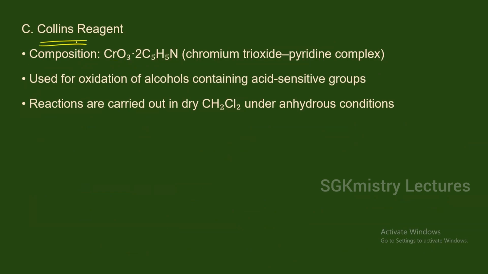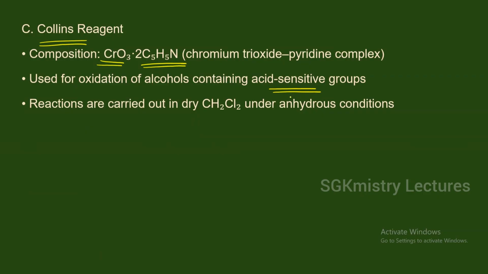So Collins reagent composition is again CrO3 along with pyridine. So it is a complex of CrO3 and pyridine. So we call it chromium trioxide pyridine complex. The other name for this is Collins reagent, and it is used for the oxidation of alcohols which contain acid sensitive groups, right? So in the previous case, we have used acid. Even in the Jones reagent, you are using sulfuric acid along with chromium trioxide. Even in potassium dichromate or sodium dichromate, you've used acids.